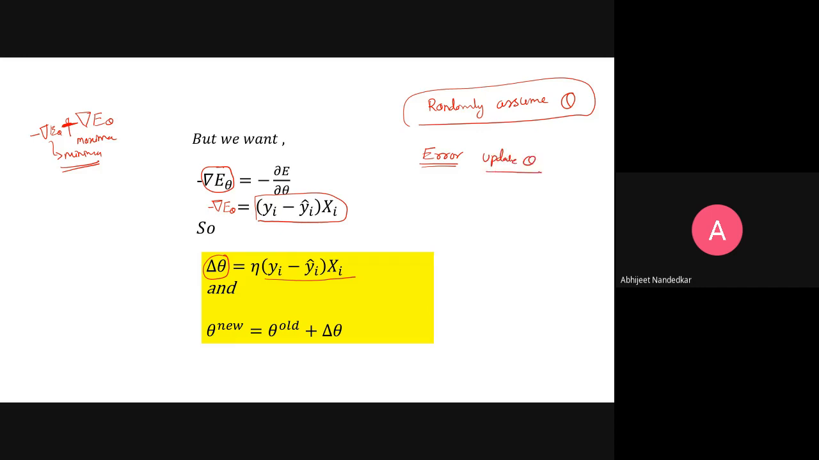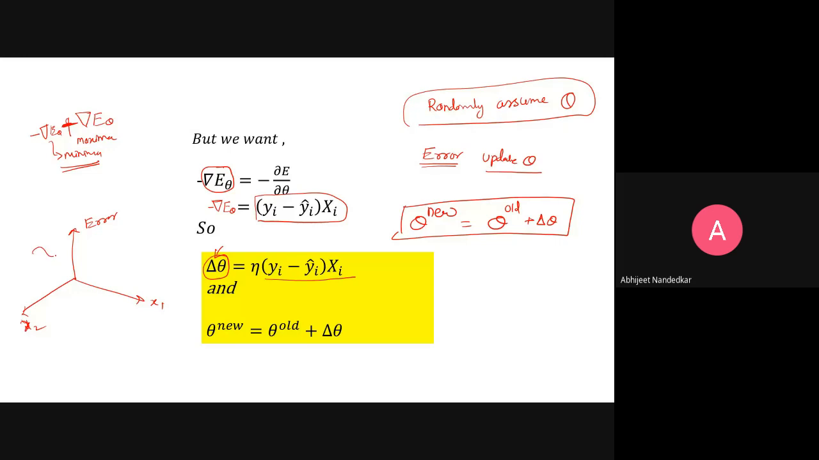theta. So how do I update theta? Theta new is equal to theta old plus delta theta. This is the thing I am going to do. Now delta theta is the little step. For example, this is my x and this is y, or I should write x1 and x2, and this is my error, and let us assume some surface like this for the error.